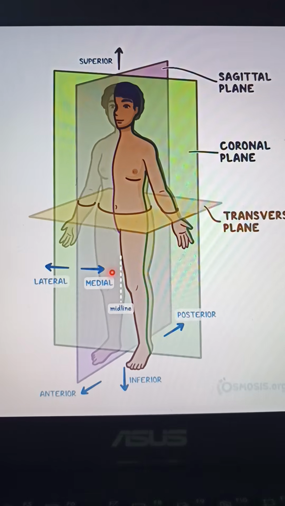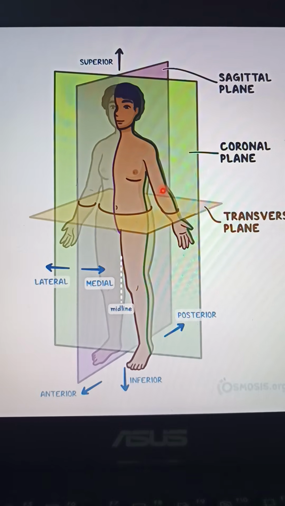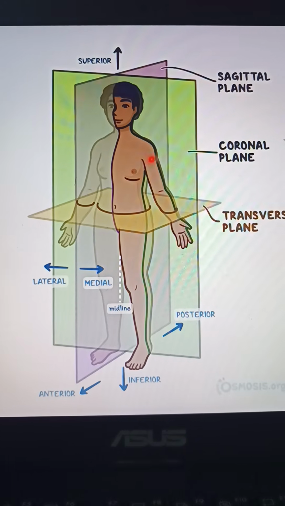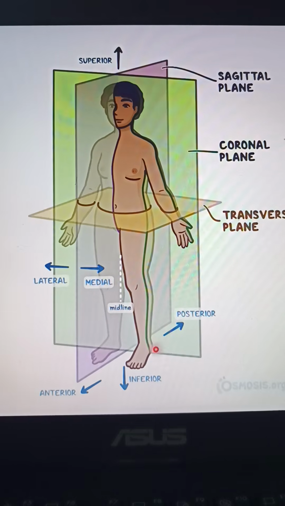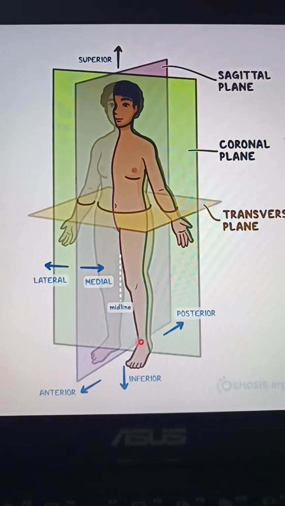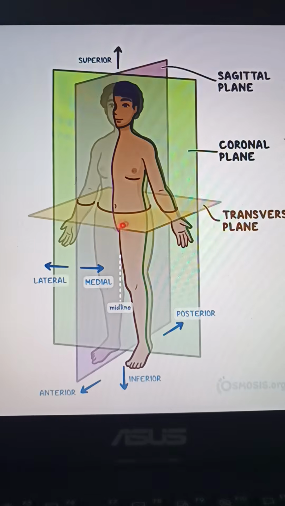And one more thing to add on is, as you go away from the trunk, we call it distal. As you move towards the trunk, we would call it proximal. It is applicable for both your upper limb and lower limb. Away is distal, towards the trunk is proximal.